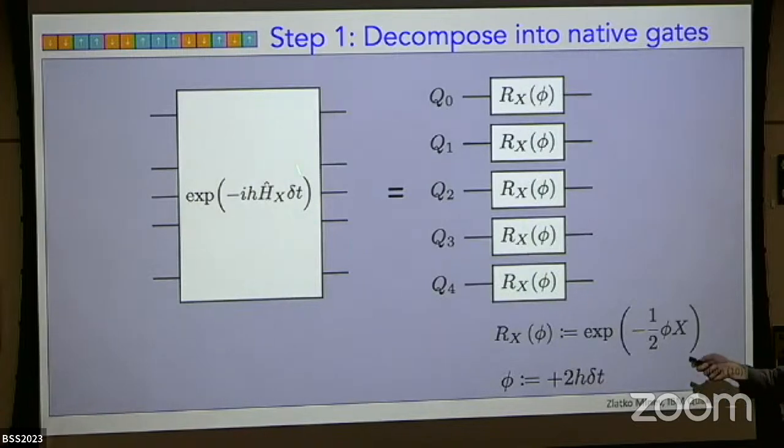The same thing applies to the X unitary, HX, which is just the sum of individual qubit X terms. And so you can break that down into a product of single-qubit rotations around the X axis on each qubit of an angle phi, where the angle phi is now given by the transverse magnetic field H with some factor of two because of the rotation and a dt for the increment in time.